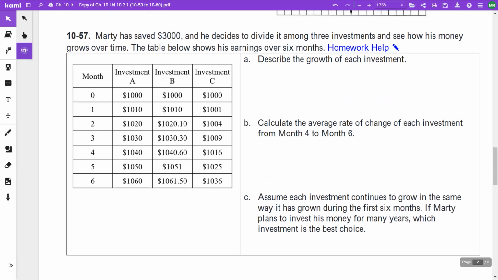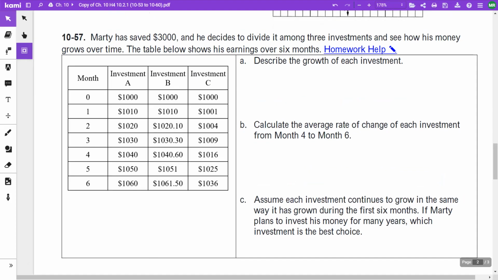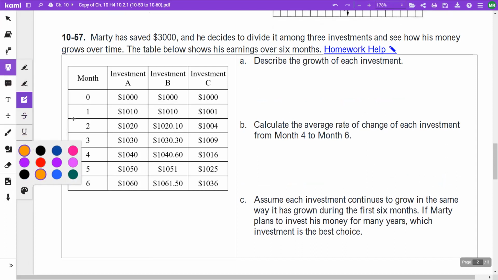So this video is going to be on 10-57 and 10-59 and 10-60. On 10-57, we're going to be looking at investment A, investment B, and investment C, and we want to see what's happening with each of those.